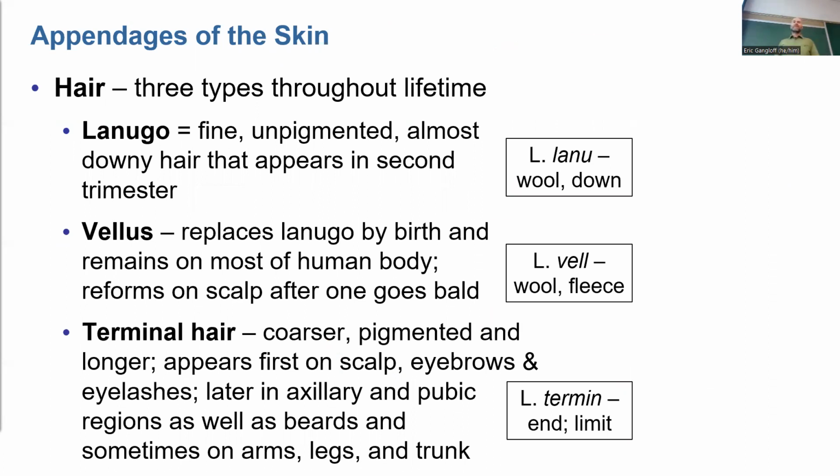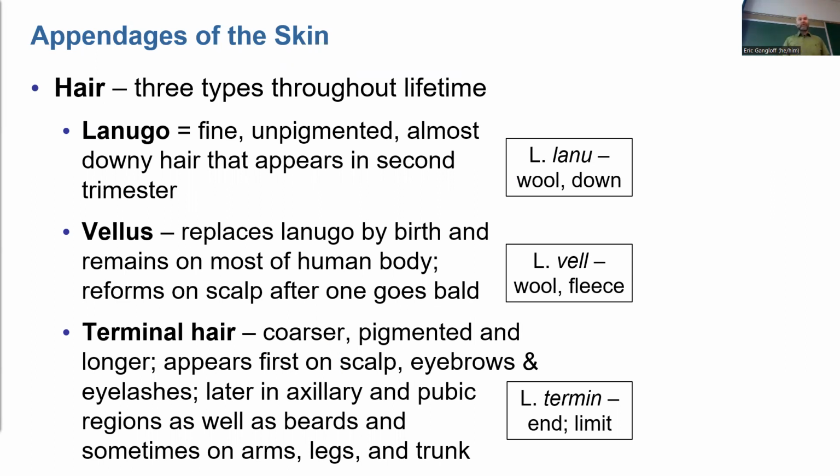The first is something called lanugo. That is this very fine, unpigmented, so it's like a whitish gray color, very downy hair that appears during the second trimester of development. So this is during the fetal period of development. And this is a kind of hair that is generally gone by the time babies are born and serves to kind of protect them in the amniotic sac, just kind of serves as a buffer as they're in that fluid.